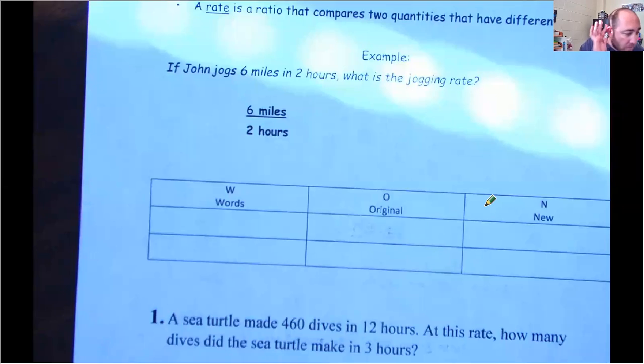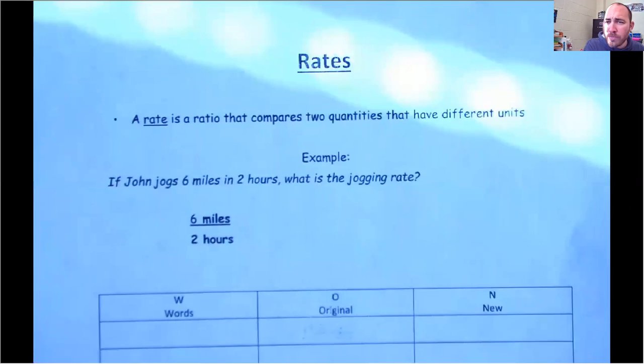In the last video, we talked about ratios. Now, in this video, we're going to be talking about rates. So I'm going to go ahead and share my screen. The good news is I'm giving you both vocabulary and a couple of examples on this one, so it won't be too bad.